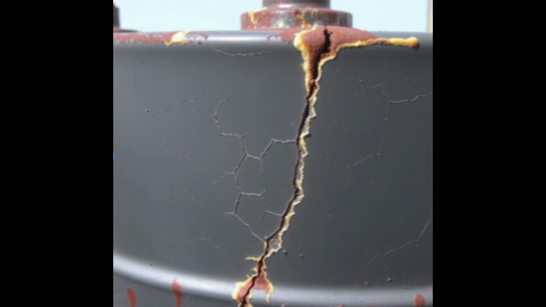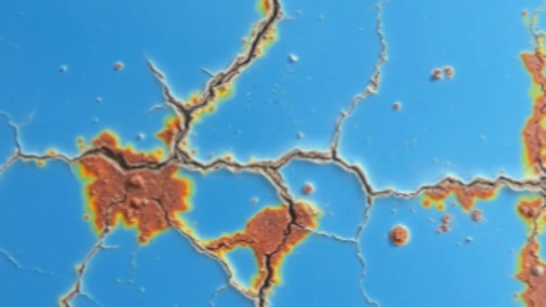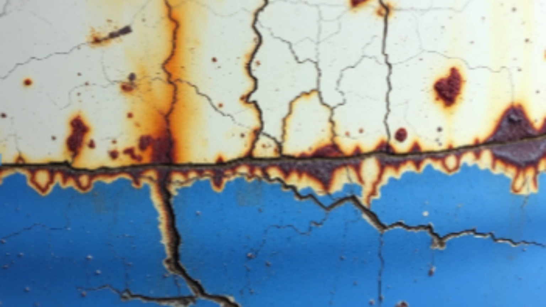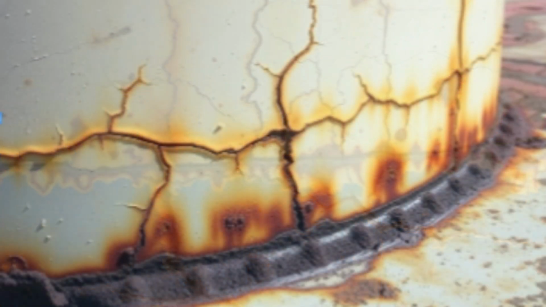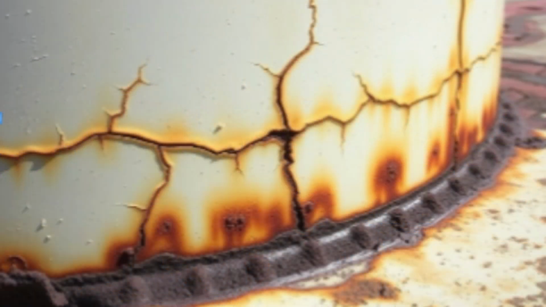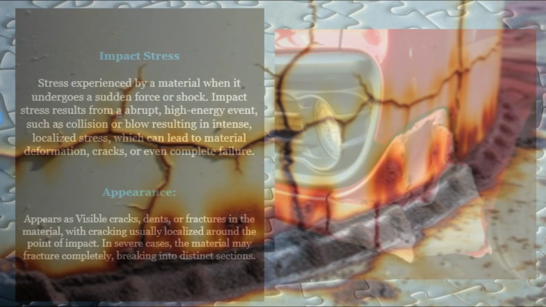Additionally, in refineries and chemical plants, equipment exposed to aggressive chemicals at high pressures and temperatures faces significant corrosive stress, demanding regular inspection and maintenance to prevent unexpected failures. Preventing and managing corrosive stress is essential to ensure the longevity and safe operation of equipment, especially in harsh environments, as stress corrosion cracking can lead to sudden and catastrophic failure.